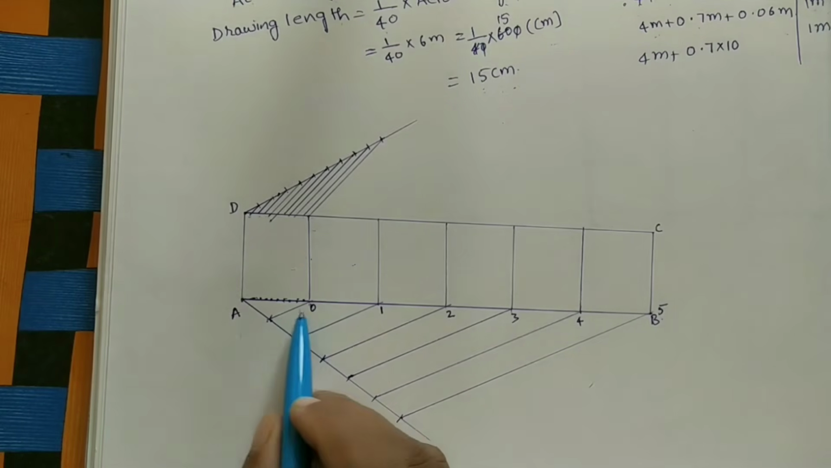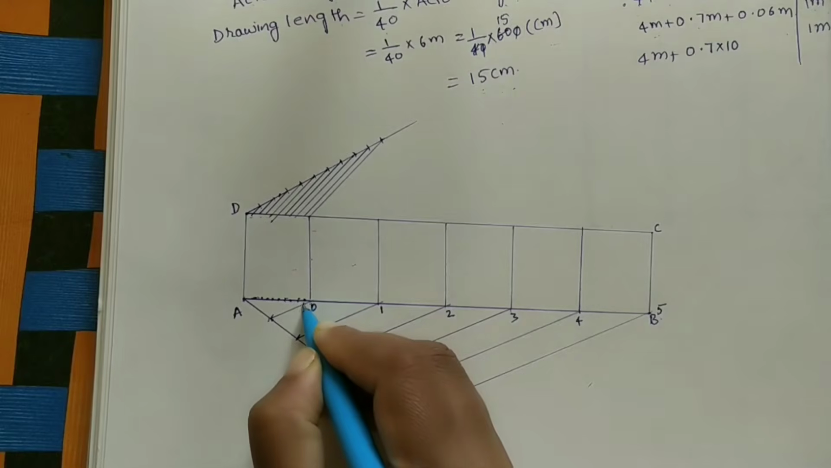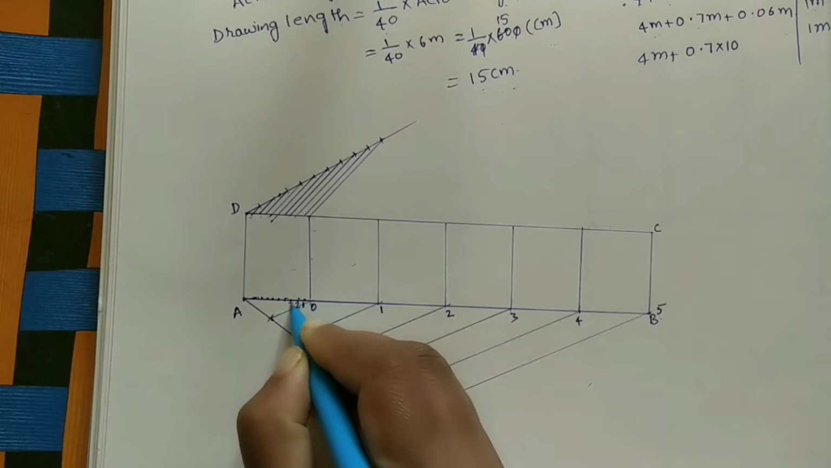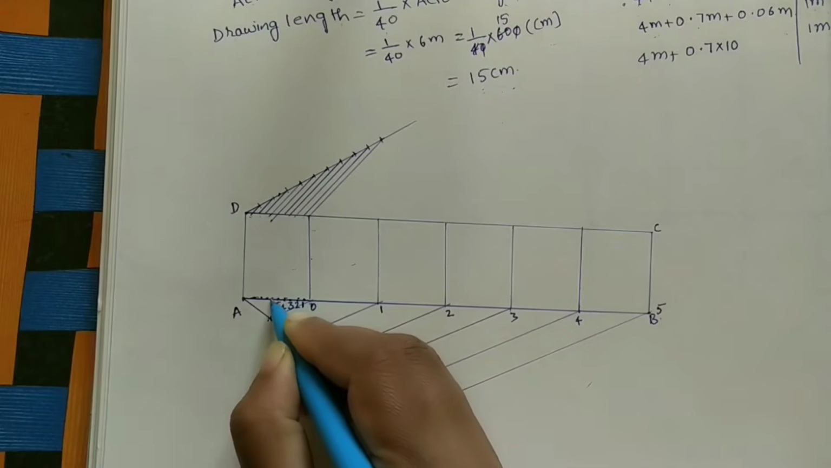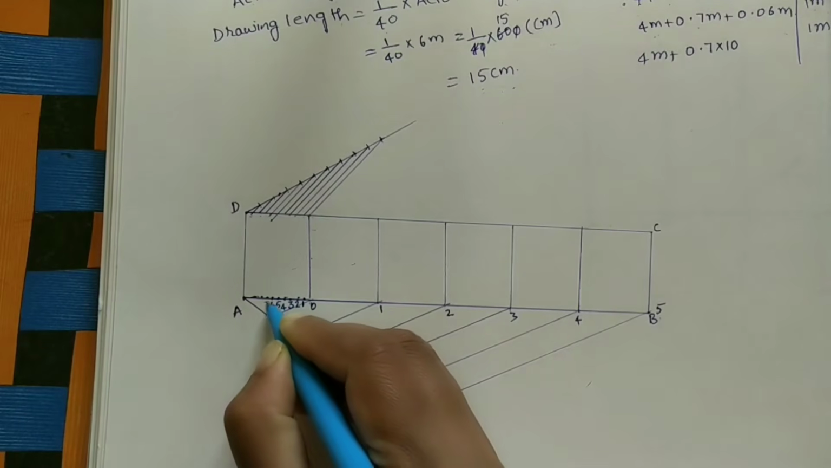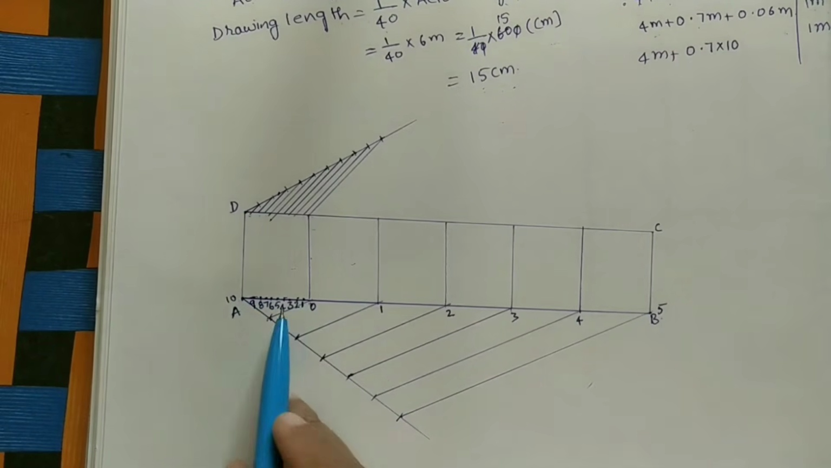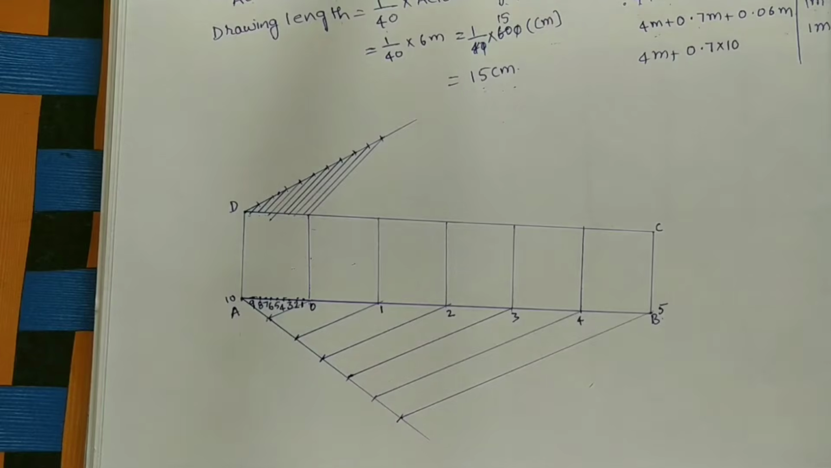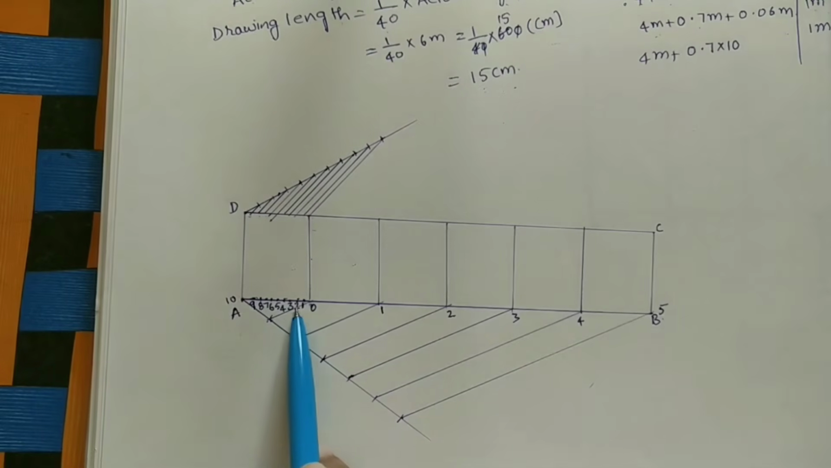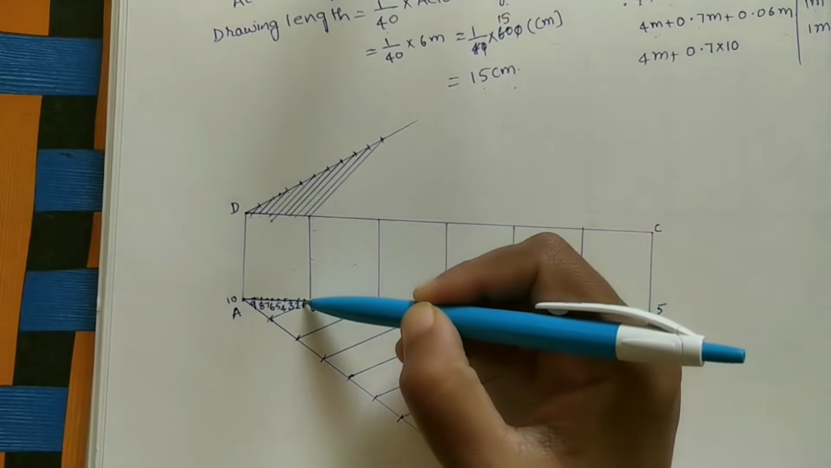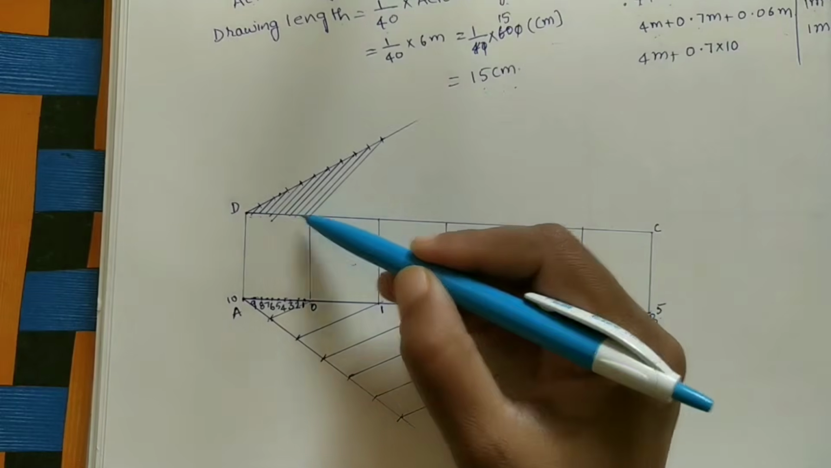Give the numbering for these intersection points. After 0, this is 1, this is 2, this is 3, this point is 4, 5, 6, 7, 8, this point is 9, and the A point is the 10th one. Okay, 10 equal divisions we did here. After giving the numbering, join these numbers to these number lines.